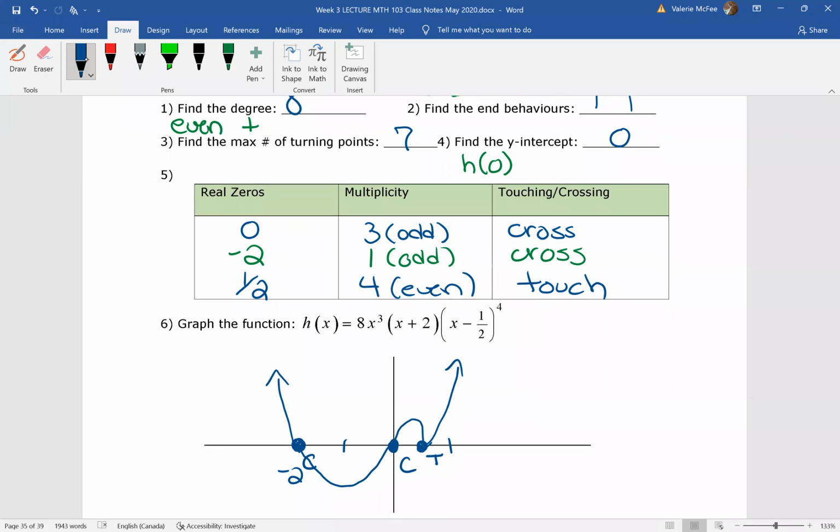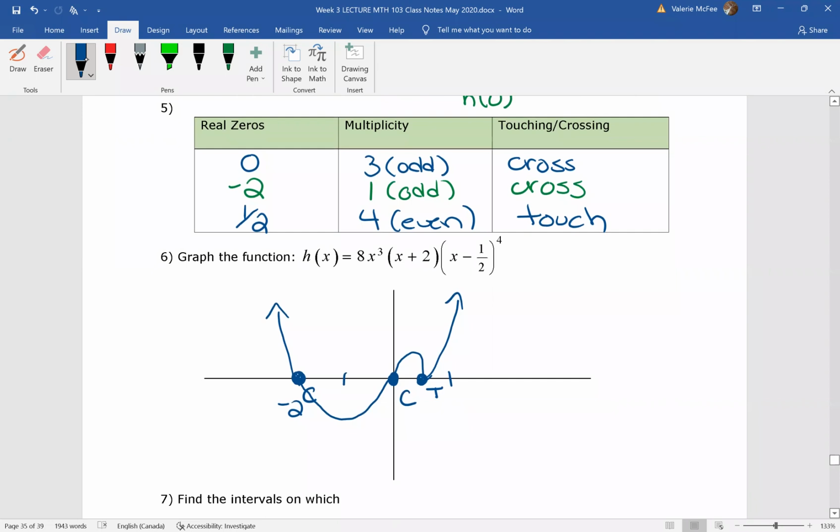Probably not, because we haven't learned about maximums and minimums, and you will do that in your calculus course. For example, this could have gone much further down, and this one could have been much shallower. That's a possibility. Or it could have been much shallower here, and then really steep there. I don't care. I'm looking for close enough. So as long as you have your end behaviors in the right place, you're crossing and touching in the right places, this looks great.